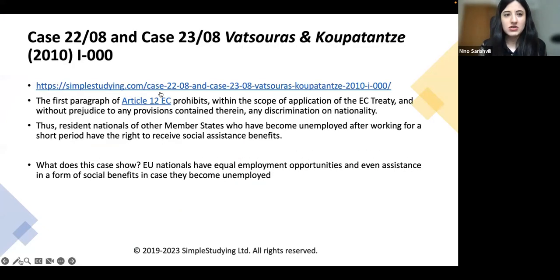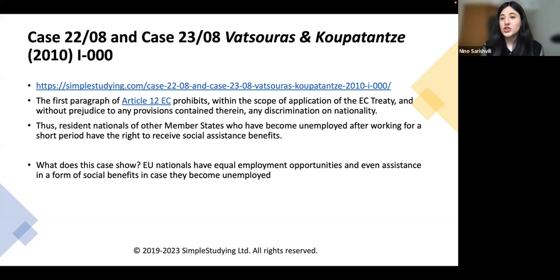I'd like to review the case of Baumbast and Grzelczyk. The first paragraph of Article 12 prohibits, within the scope of application of the treaty and without prejudice to any provisions contained therein, any discrimination on grounds of nationality. Therefore, resident nationals of other member states who have become unemployed after working for a short period of time have the right to receive social assistance benefits. So basically, this case has established that when EU nationals are residing in another member state and they have become unemployed, they can get benefits.